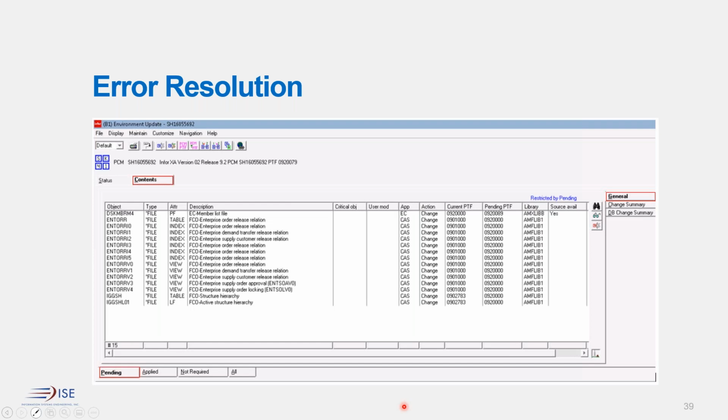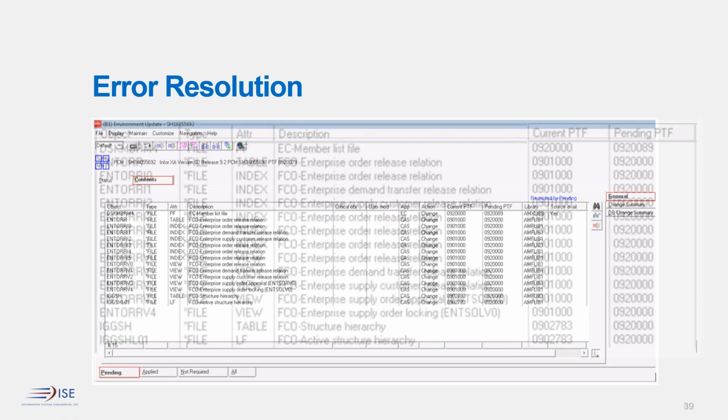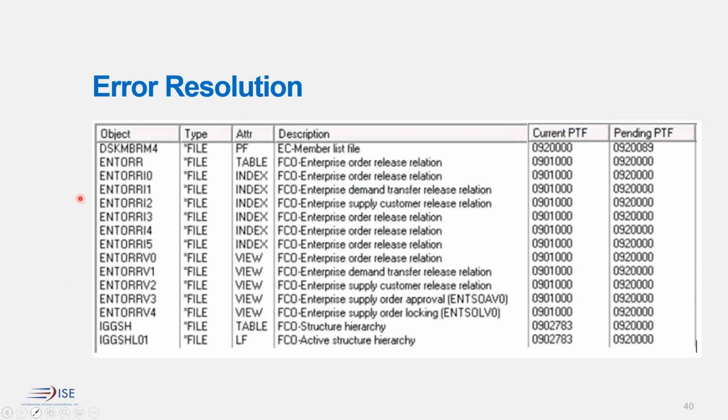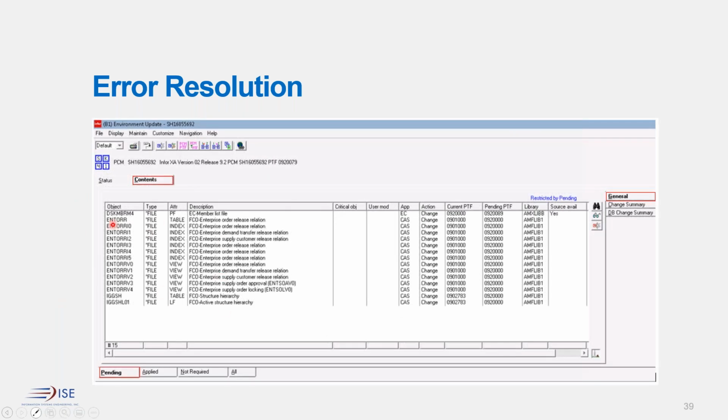Okay, so just to orient you to what the screen looks like, see up on the top we have Contents. And you'll notice when we click Contents, these tabs on the right changed. So now we're going to click General over on the right and Pending down at the bottom. Oh, and I'm sorry, I should have pointed out that all the errors are just right here in the middle of the screen.